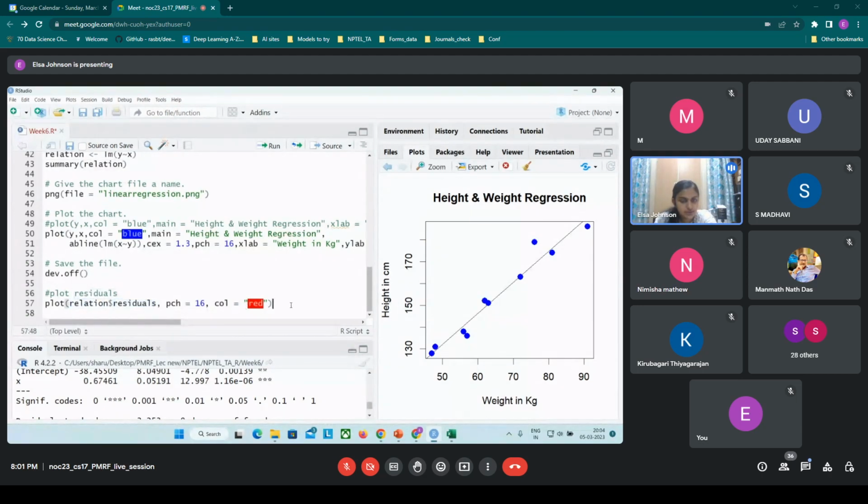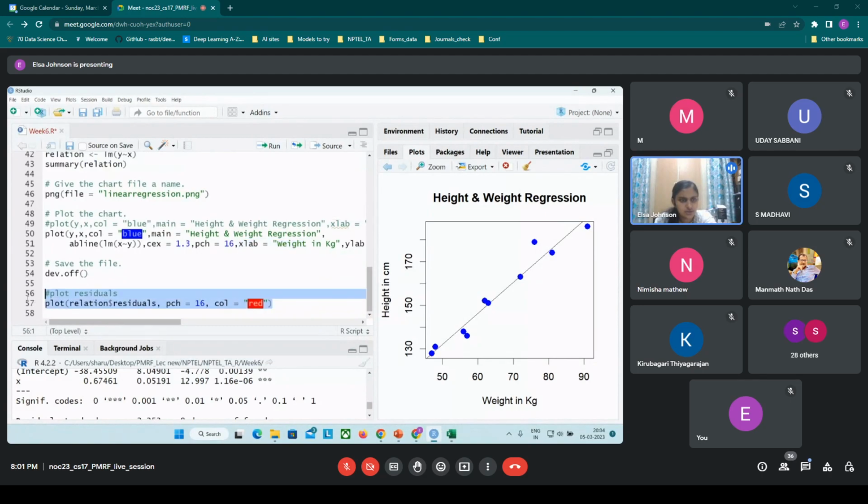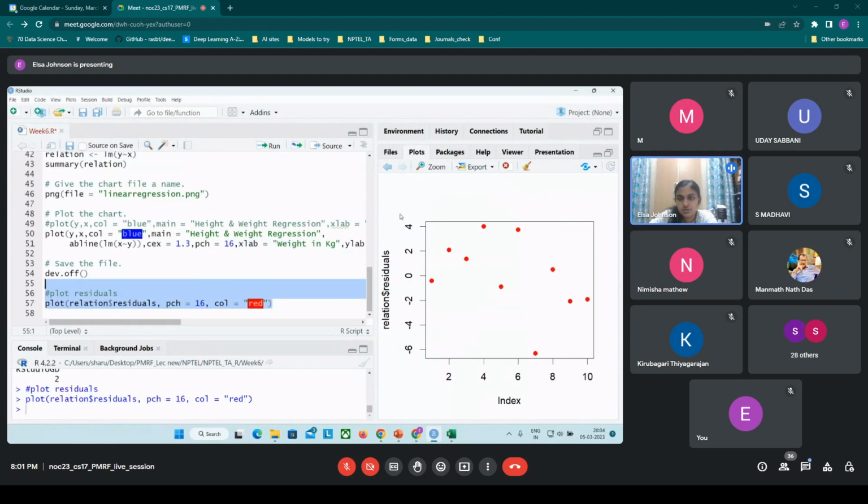Then we will mention some values, for example the x label and y label as required but not needed right now, and we'll give the color as red. If you do this, the label has not come. What happened here is that it has already given the label as relation dollar residuals. That is the column that we have taken for the y value.